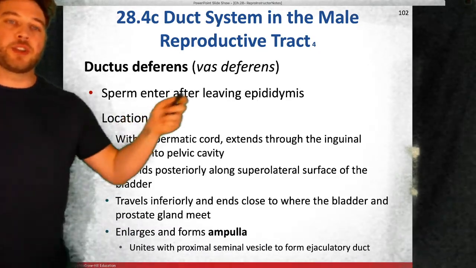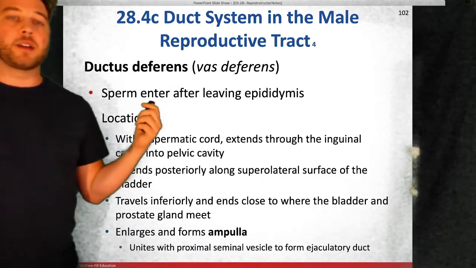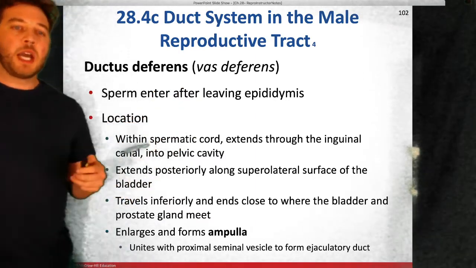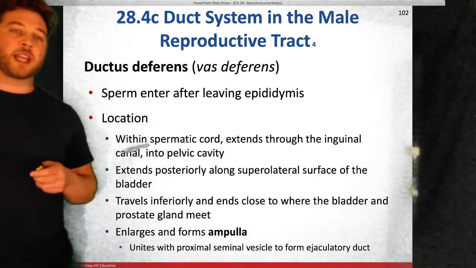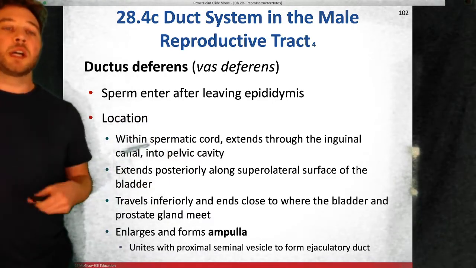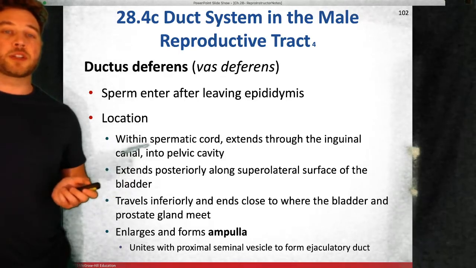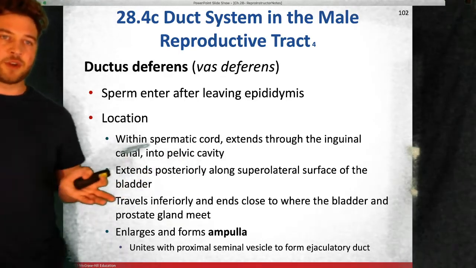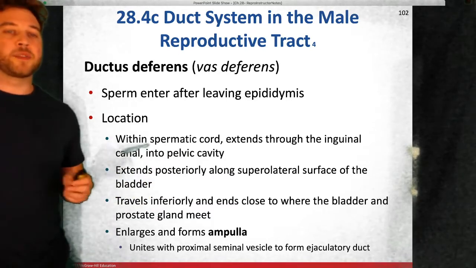The ductus deferens, your vas deferens, connects the epididymis to the urethra, essentially. So sperm enter this after leaving the epididymis. It's located within the spermatic cord, and it runs superior up into the posterior surface of the bladder. I'm sorry, superior lateral, so on the side and into the back a little bit, to the surface of the bladder.